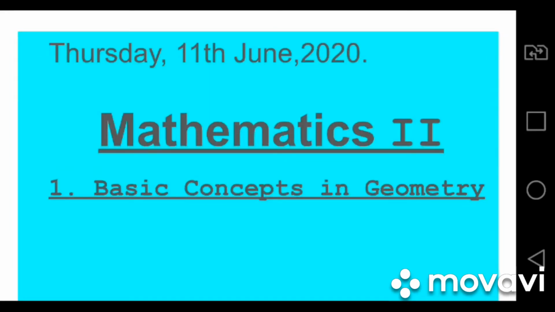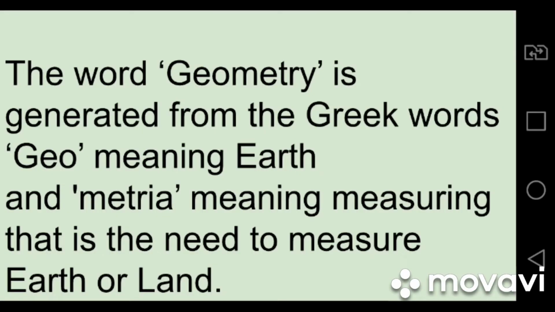Hello students, today we will begin with Mathematics Part 2, Chapter 1. The title of this chapter is Basic Concepts in Geometry. Let us understand the word geometry. The word geometry is generated from the Greek words geo, meaning earth, and metria, meaning measuring. That is, the need to measure earth or land.